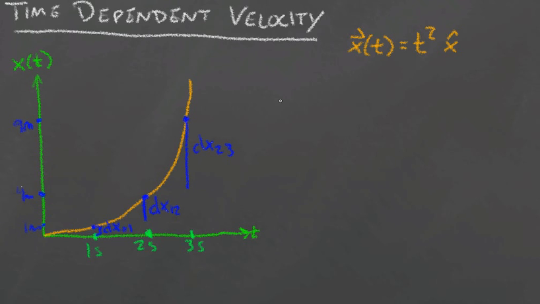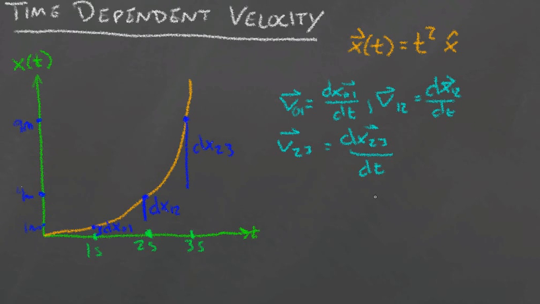So these are the different distances we're going in different times. And then of course v01 is dx01 over dt. v12 is dx12 over dt. And v23 is dx23 over dt. Right? And so in this case, dt is always equal to 1 second. So you notice that it's always divided by the same amount of time. So now what happens if we make dt go to 0?